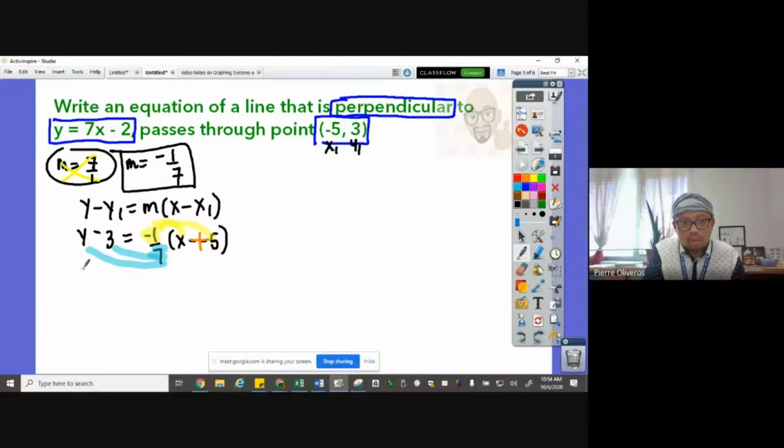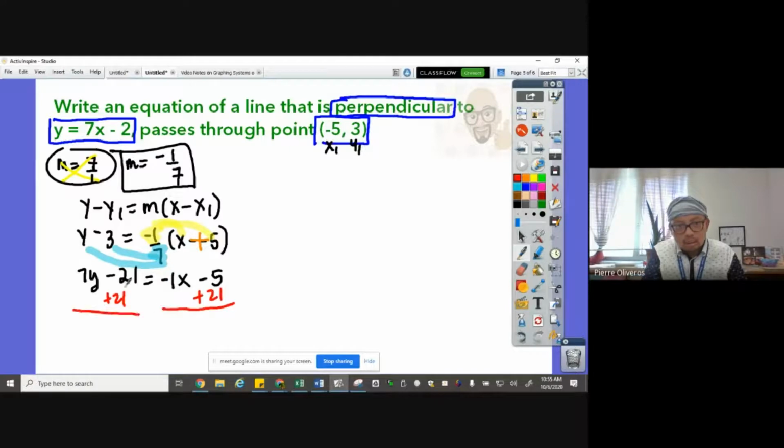So 7 times y is 7y. 7 times negative 3 is negative 21. The negative 1, the numerator, goes to the right. So you multiply it. Negative 1 times x is negative 1x. Negative 1 times 5 is negative 5. In this case, you don't see any more fraction, right? So the only thing that you have to do here is to find the slope-intercept form or solve for the y by adding 21 on both sides. This cross out.